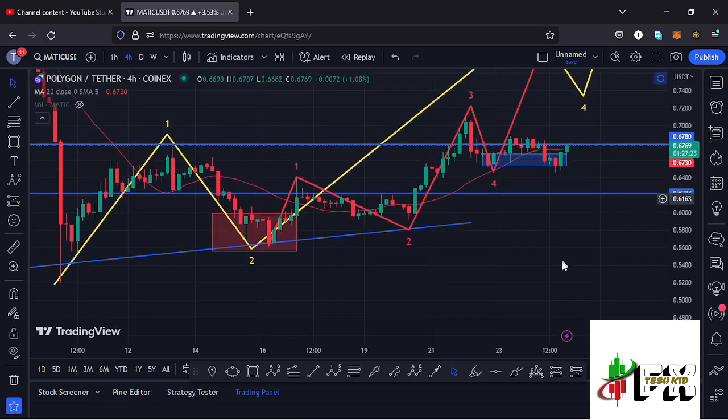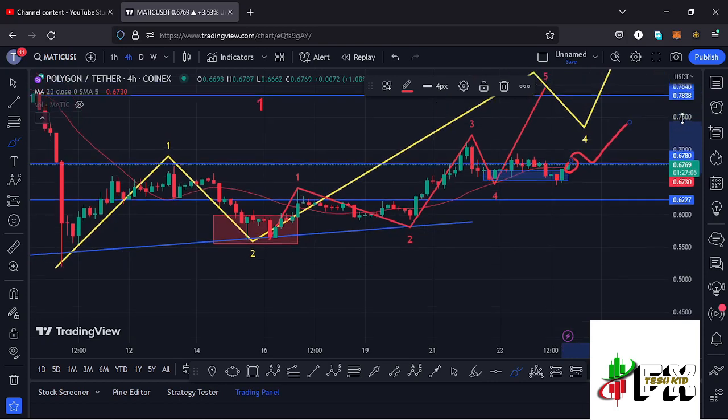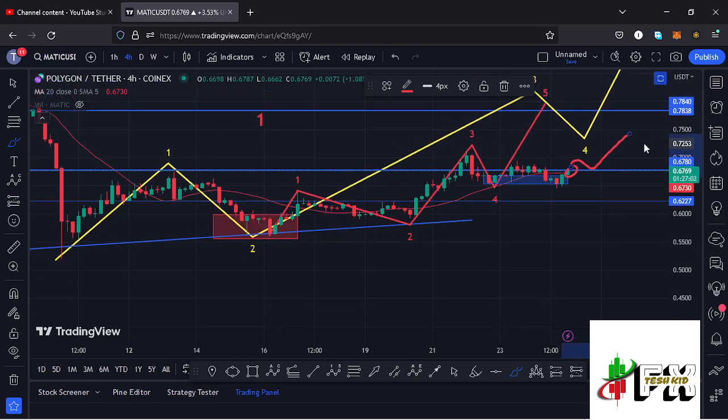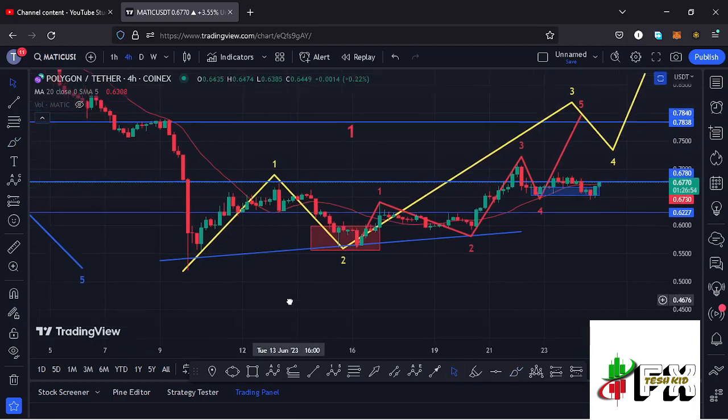At the time of this recording, Matic is trying to break through a key area of resistance at around the $0.678 mark, and after a break above that key area of resistance, we can watch out for a successful retest. Once the retest is in and a success, we can continue gearing up to our next key areas of resistance at around the $0.7838 mark.